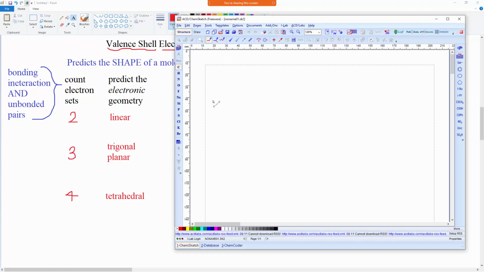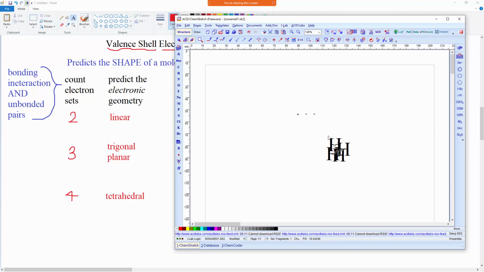Okay, so I've got this program, ChemSketch. It's actually free. You can download it. You have to make an account at the ACD Labs website. But I'm just going to draw this here. I've got one carbon with 4 hydrogens. I'm going to show this to you because my drawing is not super fancy, but I can do it here. And I can optimize that for a 3D viewing.